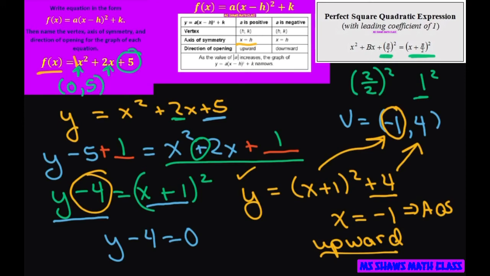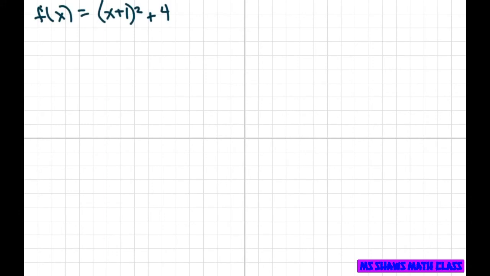So let's go ahead and graph this. We're going to get our vertex is negative 1, 4. Our y-intercept is 5. So that's 5. And our axis of symmetry is x equals negative 1. And it opens upward. So here's your vertex. It's symmetric, so if our y-intercept's there, we also have a point there. And then you can just kind of sketch it, and it opens upward.